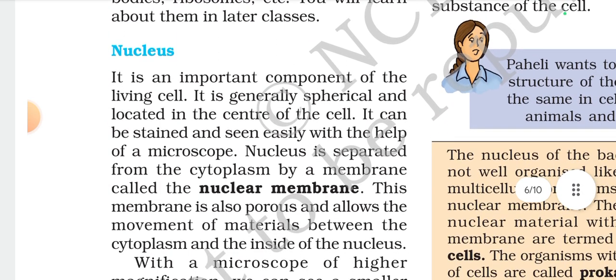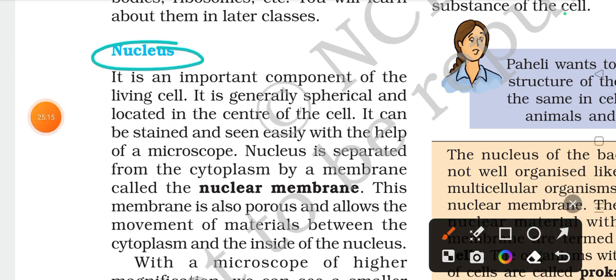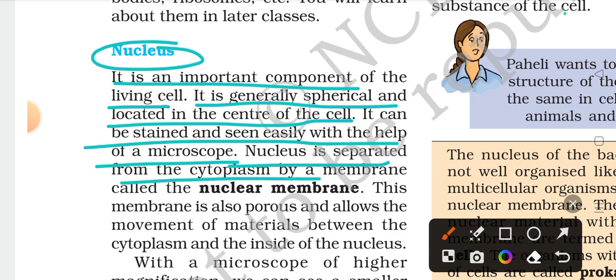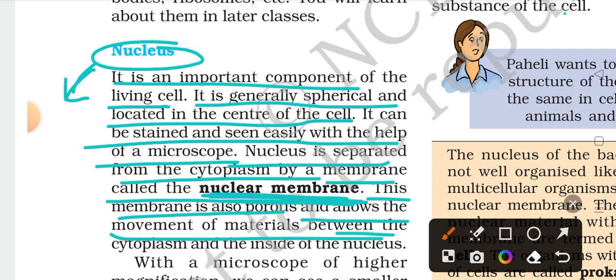Okay. Now the main thing is the nucleus. It is an important component of the living cell. It is generally spherical and located in the center of the cell. It can be stained and seen easily with the help of a microscope. The nucleus is separated from the cytoplasm by a membrane called the nuclear membrane. This membrane is also porous and allows the movement of material between the cytoplasm and the inside of the nucleus.